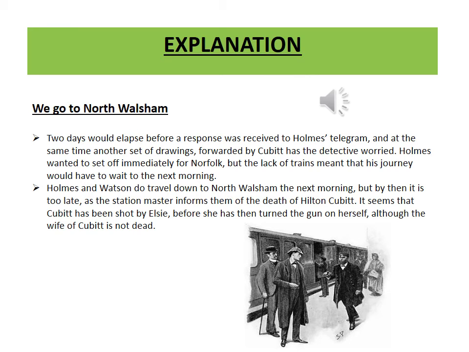Next morning, they went to North Walsham, and when they reached, there was a station master who asked them if they were detectives and if they were going to Riddling Thorpe Manor. It was the house of Mr. and Mrs. Cubitt. The station master told them that a crime had taken place at their house. Mr. and Mrs. Cubitt were shot and Mr. Cubitt had died while Mrs. Cubitt was alive. So this is the end of the chapter.